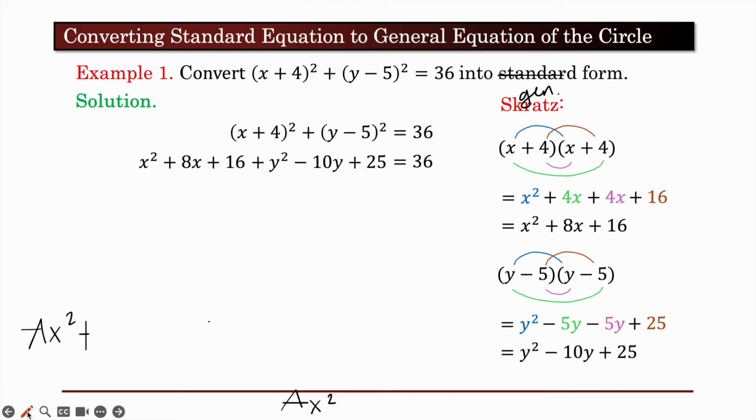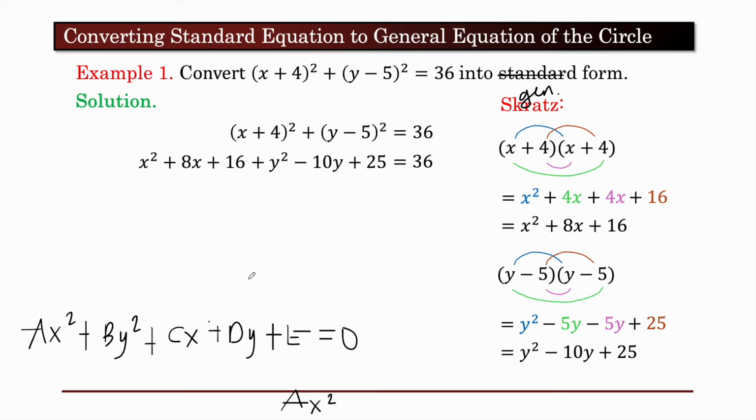Okay, again, ax squared plus by squared plus cx plus dy plus e equals 0. So we need to select x squared and y squared at this position. Okay, we need x squared and y squared. So, let's take these two. We will write this as x squared plus y squared.